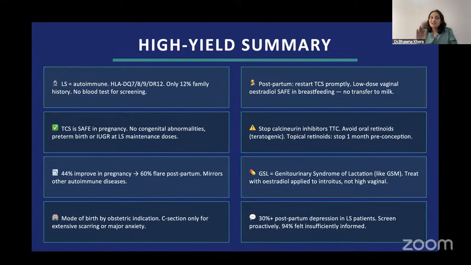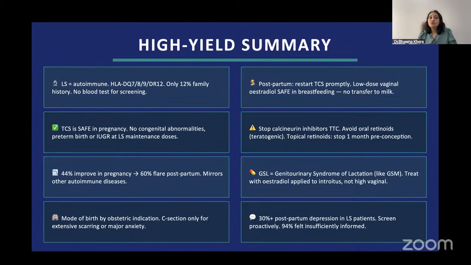Topical corticosteroids are safe in pregnancy. No congenital abnormalities, preterm birth and IUGR. So remember, you are not going to talk about the SGA in cases of topical corticosteroids. 44% improve in pregnancy, 60% flare postpartum. So the postpartum period is the worst for these.